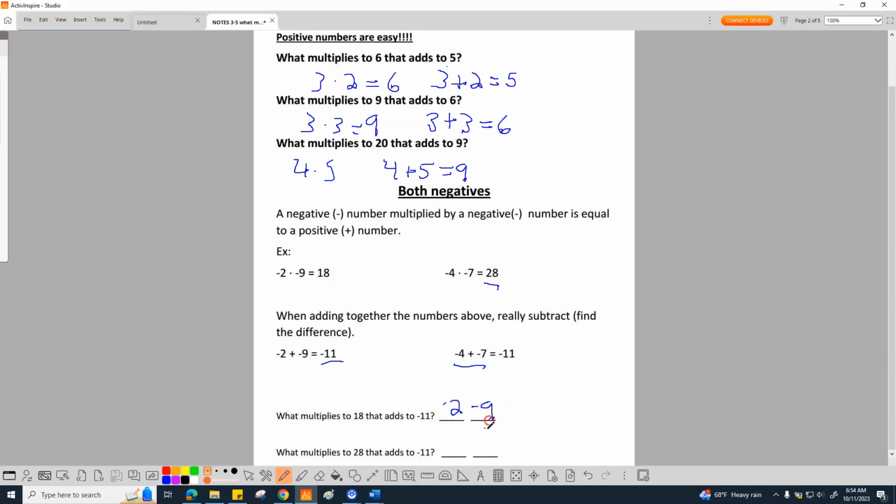And then what multiplies to 28 that adds to negative 11? Same thing, negative 4 and negative 7. Again, some of you are going to have a great day today. Some of you not so much. And that's all right. Going to the next page.